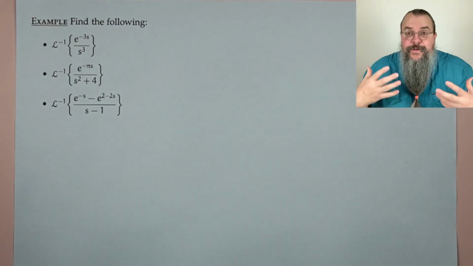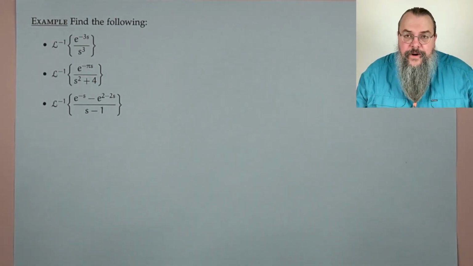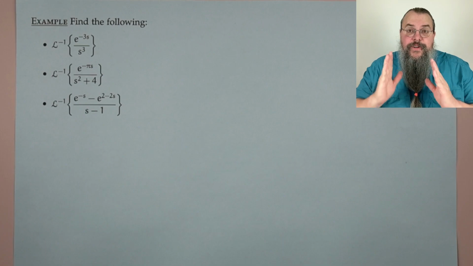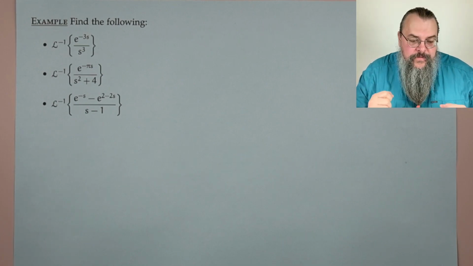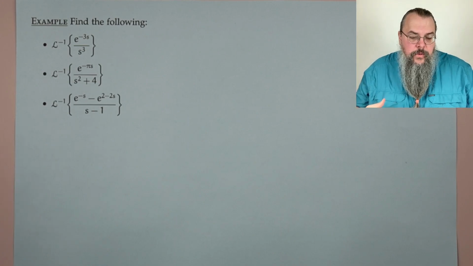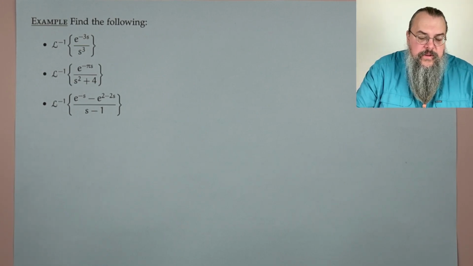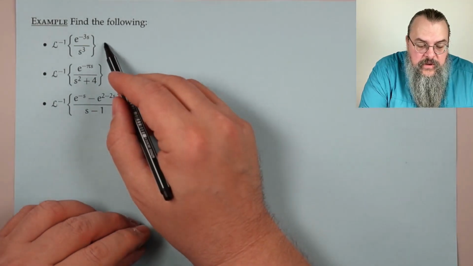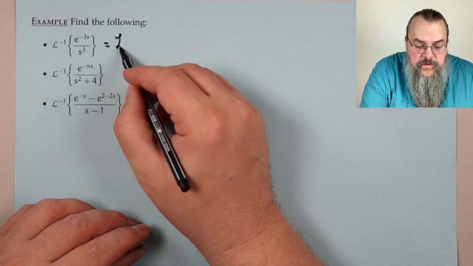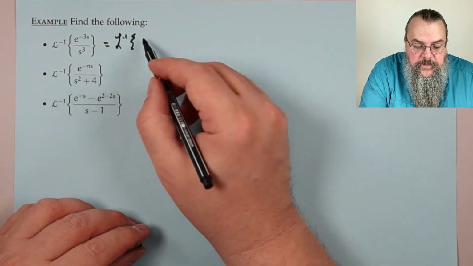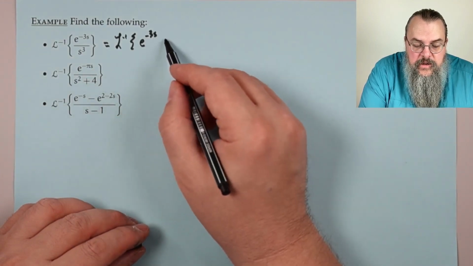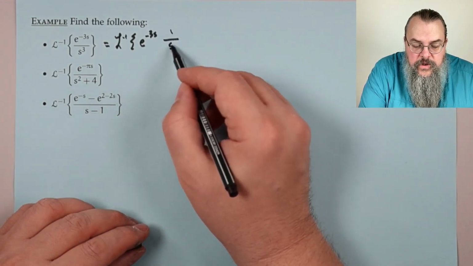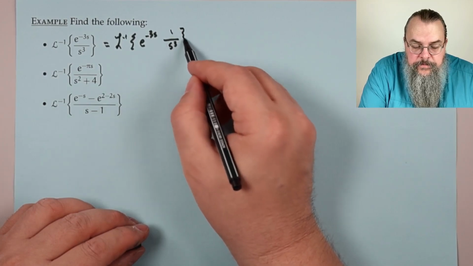Now, as soon as we see an exponential function involved, we know that means there's an on-off switch, a unit step function, a shift has occurred. So what do we do? Well, I like to think about this as two parts. So I'm going to rewrite this. This is the inverse Laplace. We have the e to the minus 3s, and then the 1 over s cubed.